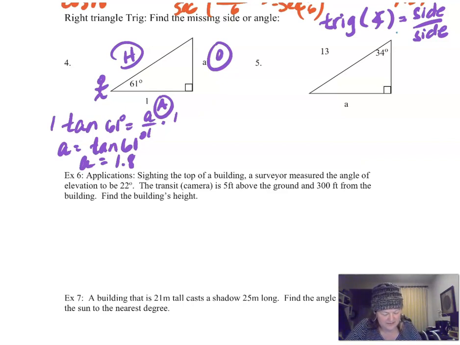So this time I'm going to stand up here by the 34 degree angle. And again, my two feet are on hypotenuse and adjacent, and opposite is over here.